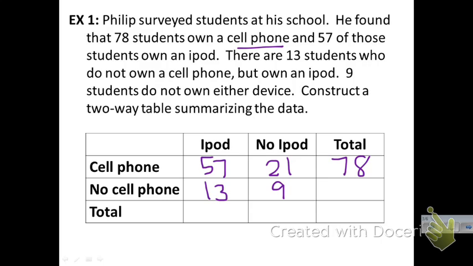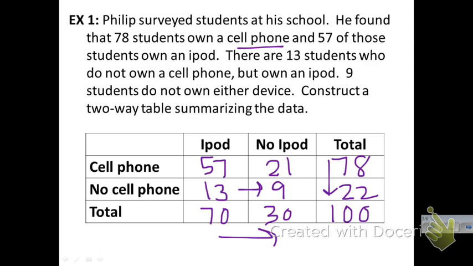Now, we can add straight down to get our total. So when we add those, we get a 70. Again, you're going to add here to get a total. So 21 plus 9 gives us 30. And then we're going to add this way to get a total. 13 plus 9 is 22. We add straight down or we add over, we should get the same number of 100. And we have just filled in our frequency table. So we have done what it asks us to do here to construct a two-way table summarizing the data.